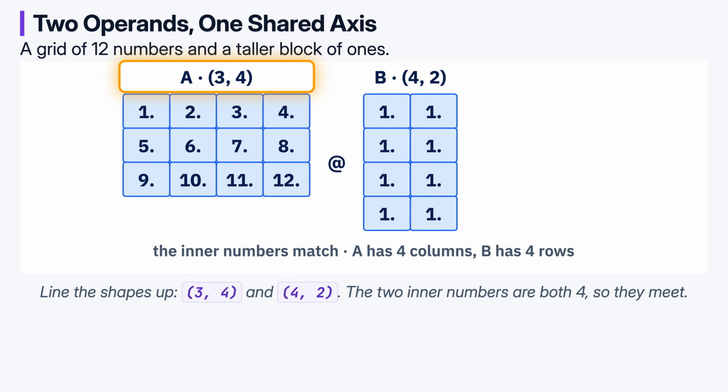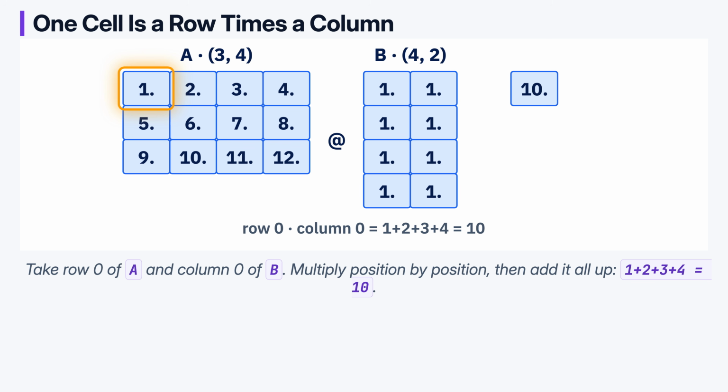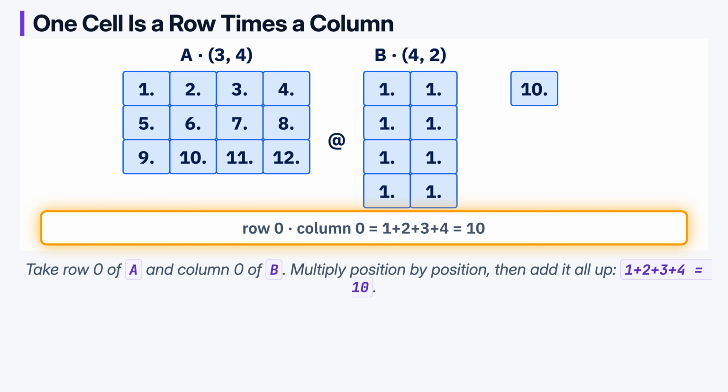Let's see the shapes. This is A, a grid of 12 numbers shaped 3 by 4. And B, a taller block shaped 4 by 2. Line the shapes up, 3 by 4 and 4 by 2. The two inner numbers are both 4, so they meet. Take row 0 of A, 1, 2, 3, 4. And column 0 of B, which is all ones here. Multiply position by position, then add it all up. 1 plus 2 plus 3 plus 4 is 10. That's one output cell. The other 5 follow the exact same rule.